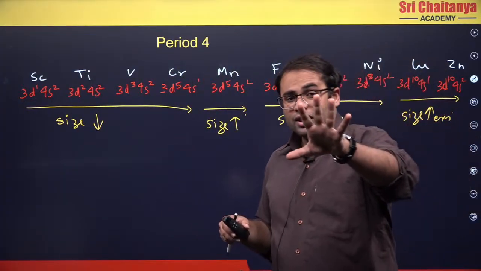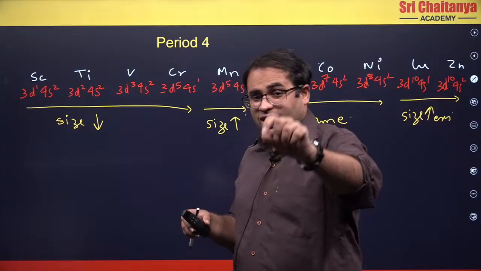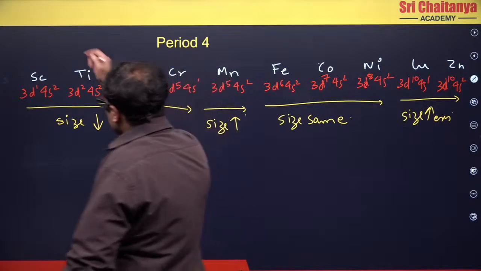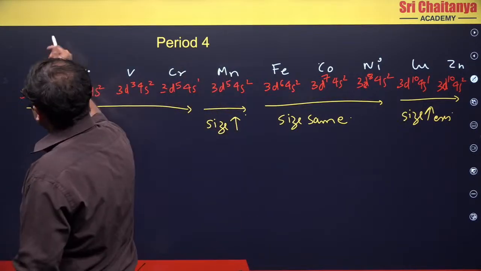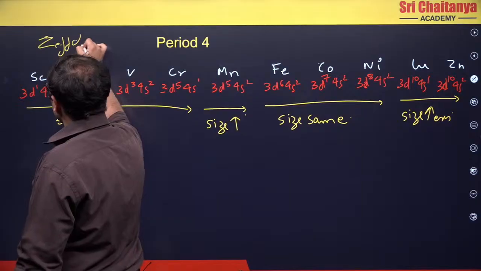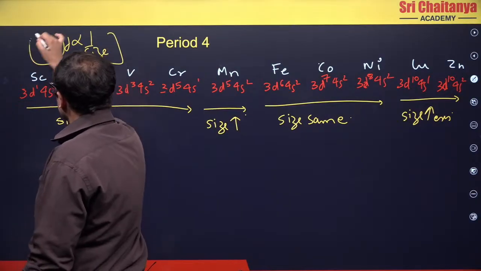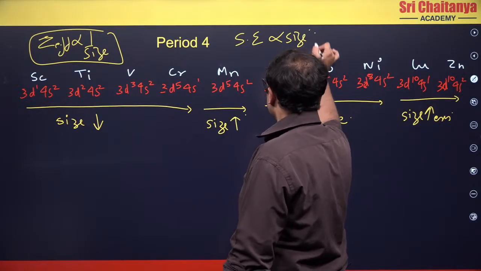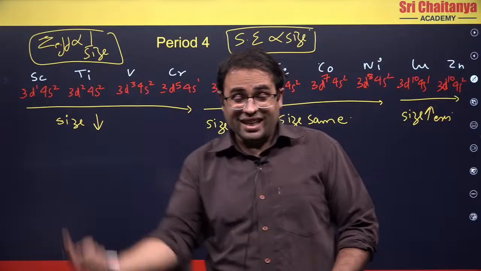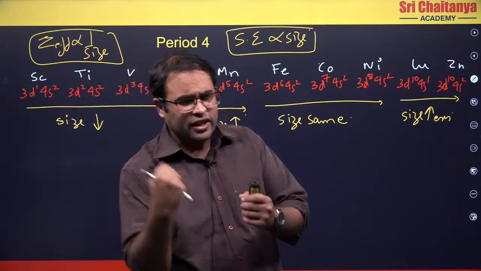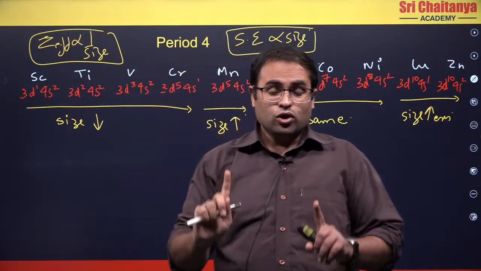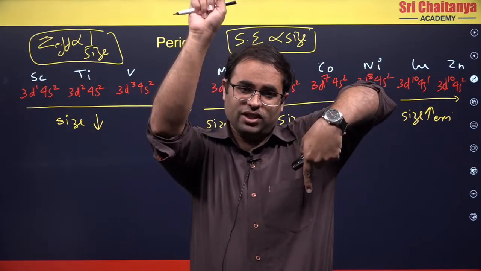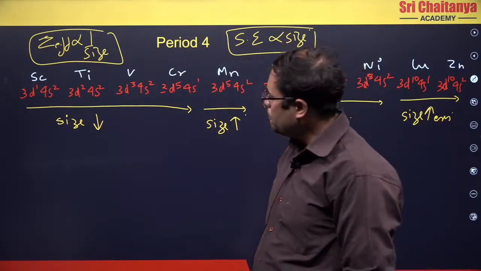Let me remind you of a point, that effective nuclear charge or Z effective or the nucleus's pull is inversely proportional to size. So write it somewhere here. Z effective is inversely proportional to size. This we know. And we also know that screening effect is directly proportional to size. So screening effect increases the size. Effective nuclear charge decreases the size. So both of them are working in opposite direction. This is the screening effect, increasing the size, nucleus pull decreasing the size.